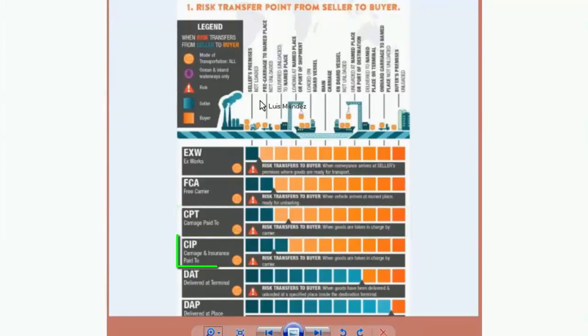Then we have the CIP, that is carriage and insurance paid to. The risk transfers to the buyer when the goods are taken in charge by the carrier. The same.